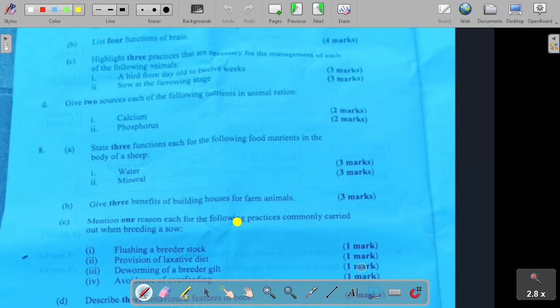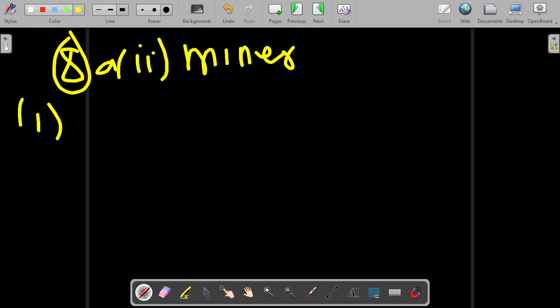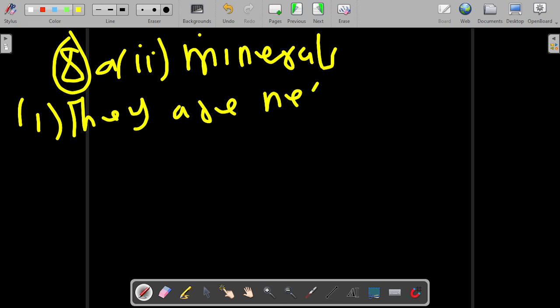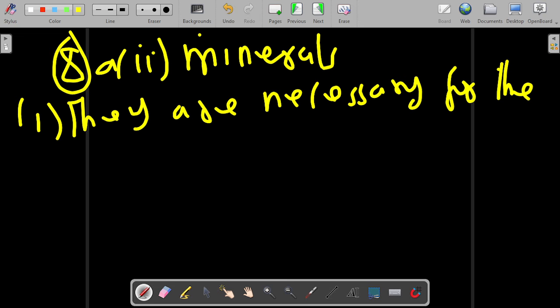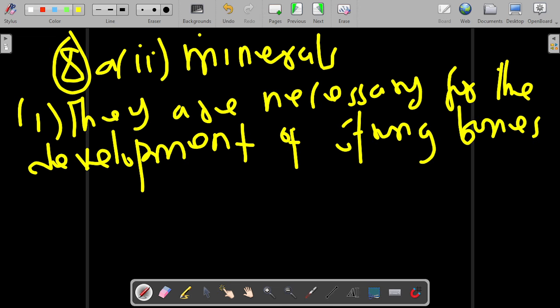Then 2, we have minerals. 8A. Now we got 2. We have minerals. Let me write it. Minerals. What are the functions? 1, they are necessary for the development of strong bones and teeth, such as calcium.